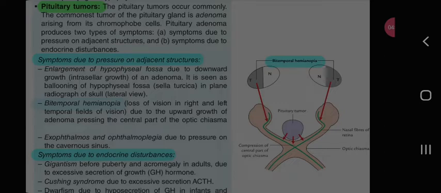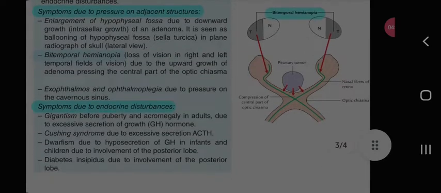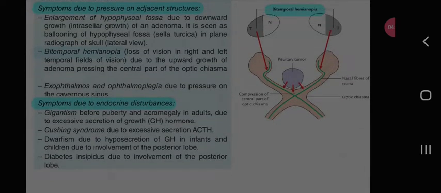Pituitary adenoma produces two types of symptoms: A, symptoms due to pressure on adjacent structures, and B, symptoms due to endocrine disturbances. Symptoms due to pressure on adjacent structures: enlargement of the hypophyseal fossa due to downward growth, intrasellar growth of an adenoma. It is seen as ballooning of the hypophyseal fossa, sella turcica, in a plain radiograph of the skull, lateral view. Bitemporal hemianopia, pituitary tumor, compression of the central part of the optic chiasm. Nasal fibers of retina, optic chiasm.